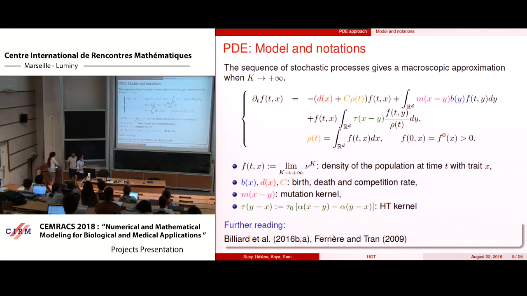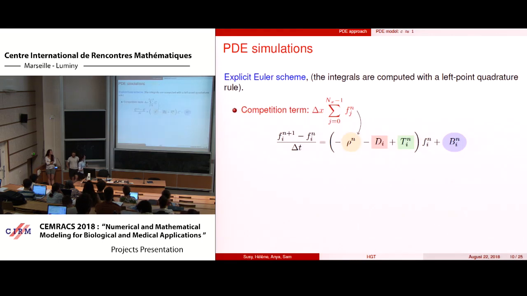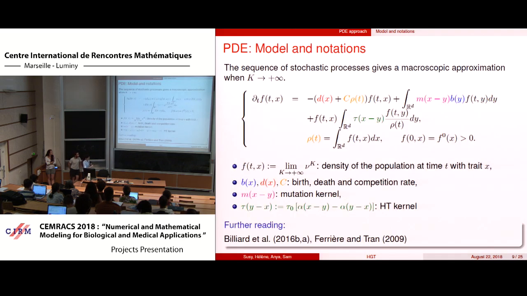For the transfer term, we consider that it's the product of some positive constant tau with a smooth function alpha, for which we can use arctangent or Heaviside as usual. If you want, you can read more about this kind of model in Villemot and his collaborators, and Ferrière and Tran in 2009. Sorry, I didn't say that in this case the density of the population is modelized by f, the density at time t, for a population with trait x.